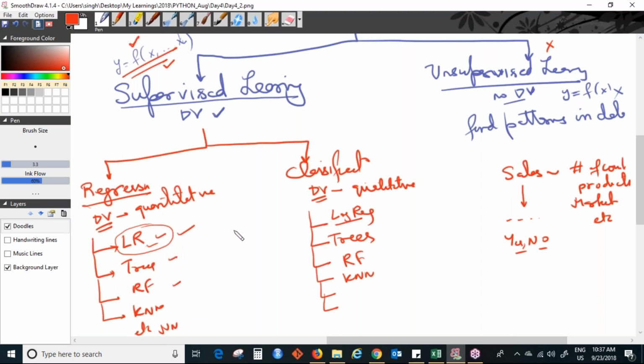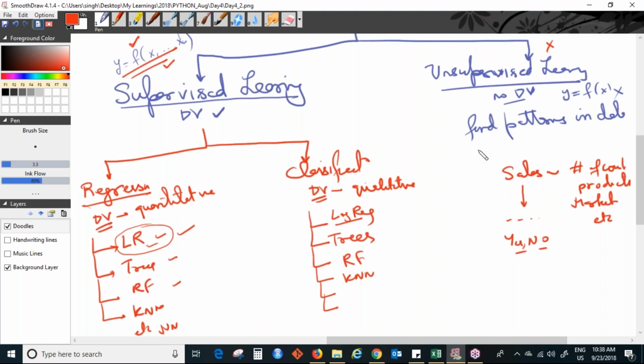Okay, so the point to be noted here and to be remembered is that whether a business case study is regression or classification is decided based on the dependent variable. Okay, we are not concerned with the independent variable. The dependent variable decides whether the problem is a regression problem or it is a classification problem. Okay, and all of this comes under supervised learning.